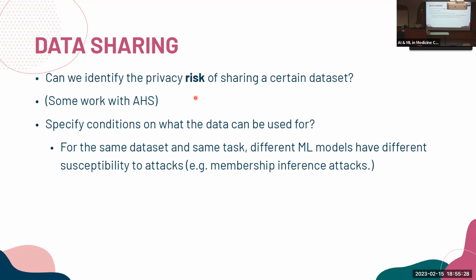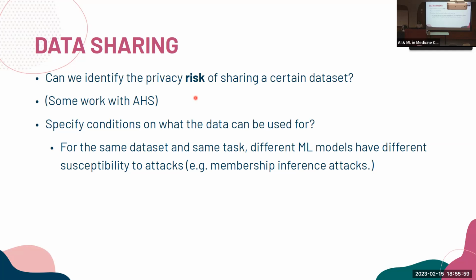For example, you can use a random forest, you can use decision trees, you can use logistic regression for that same classification task. And it turns out that if you have no differential privacy, you're just training these models as they are, they offer different levels of privacy as it's measured according to that membership inference attack that I talked about earlier. So different models naturally have different levels of privacy.